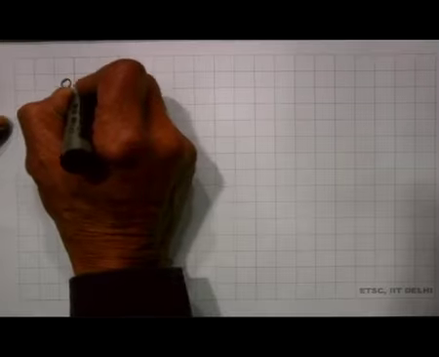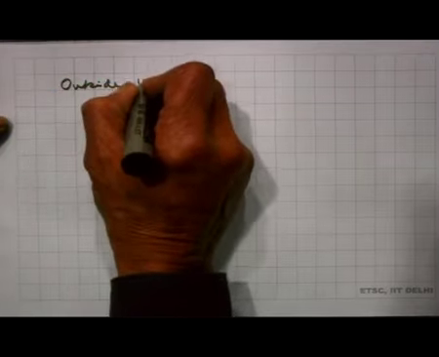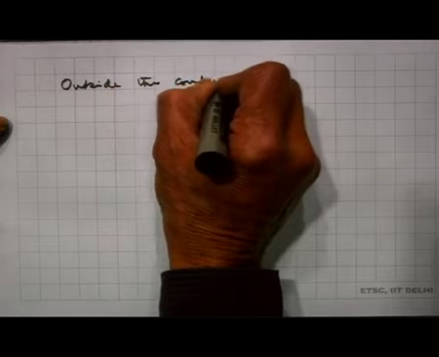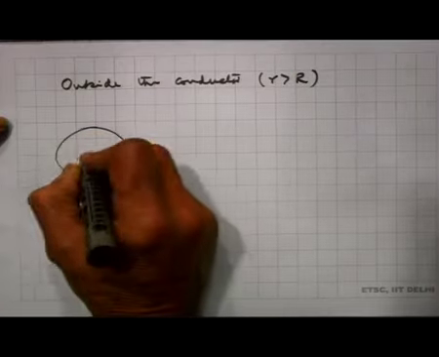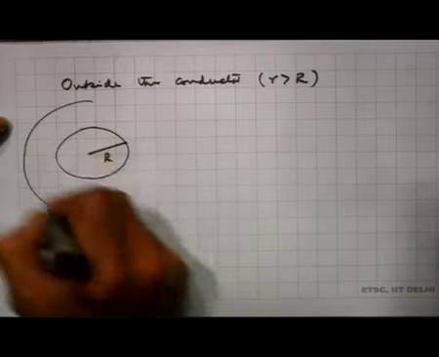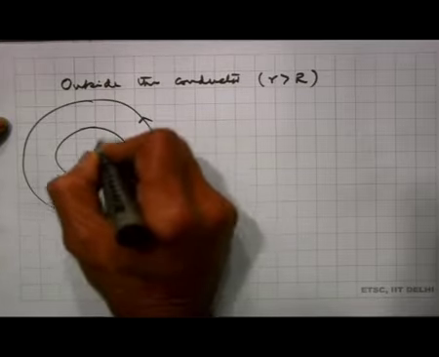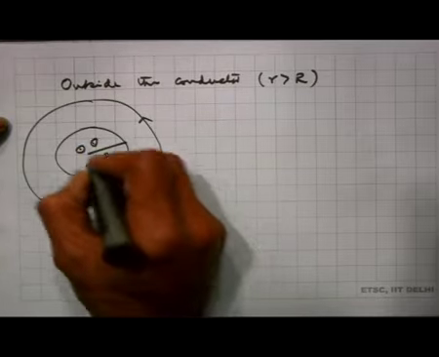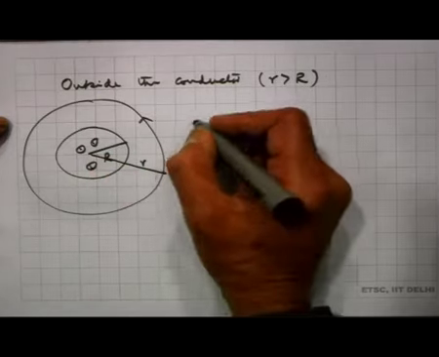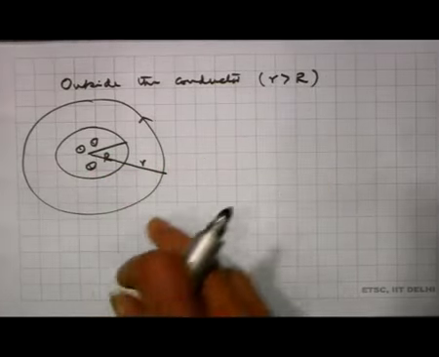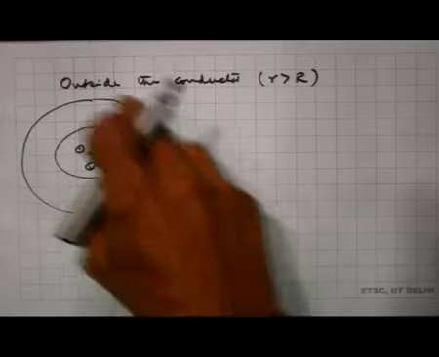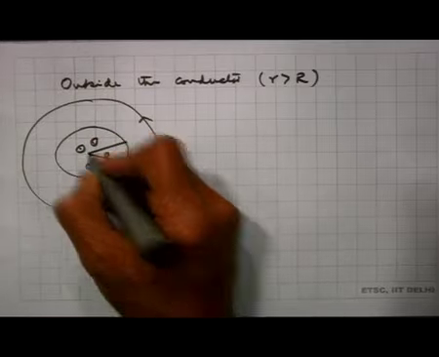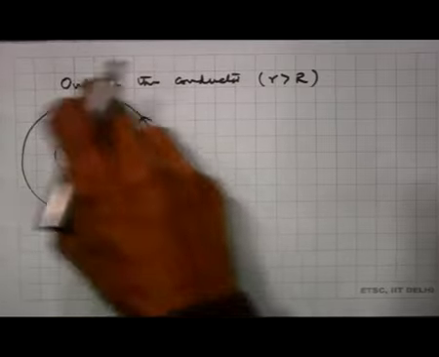Now, what happens for a path outside the conductor? That is r greater than R. So, that is my conductor of radius R, and I could take a circular path outside. The current is coming towards me. Now, the same arguments tell me that the magnetic field has to be along the direction of this circular path, because the circular path has this point at the center. So, the magnetic field is along the circular path.